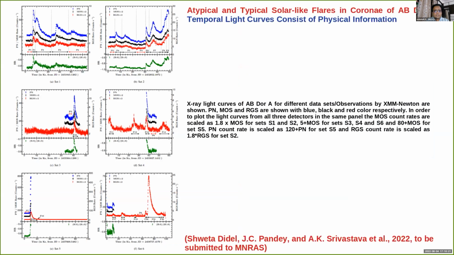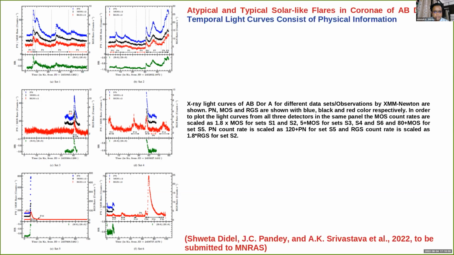As we are discussing, in the case of the sun, we can spatially resolve the different regions, flaring regions or eruptive regions. But for the stars, we only rely on observed light curves, as well as spectroscopic observations and so on. So here, typical and atypical solar-like flares are shown in the case of Abhishek. Basically the message is that the temporal light curves consist of a wealth of physical information.